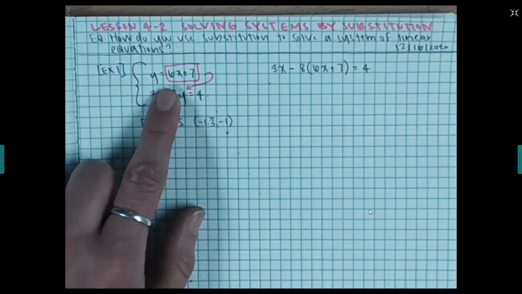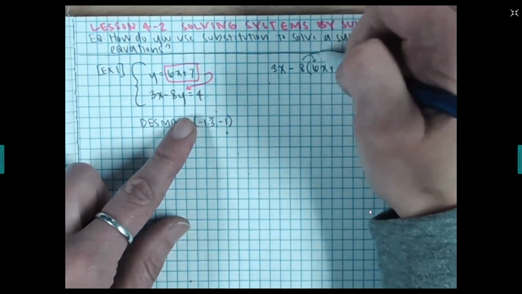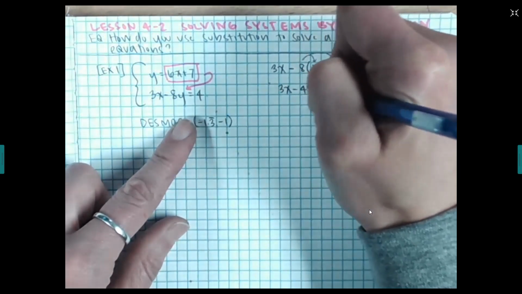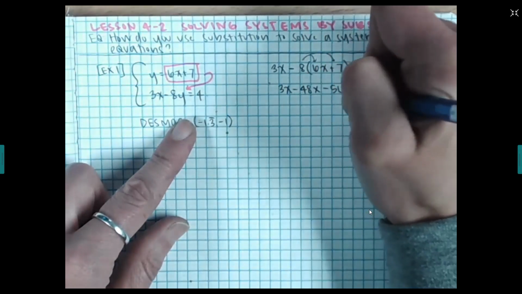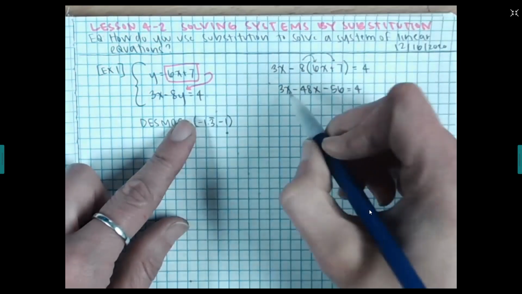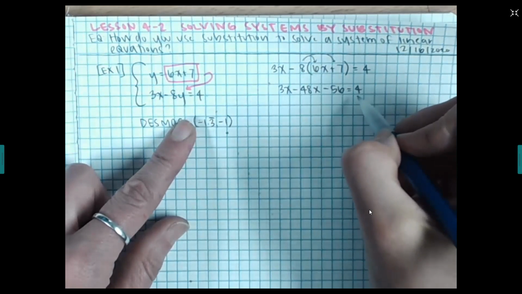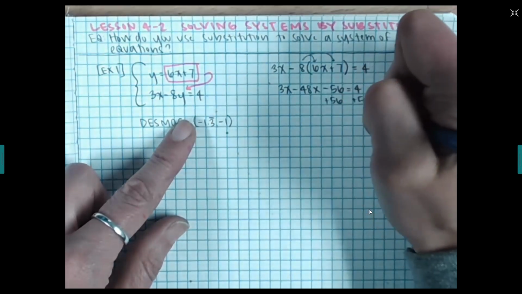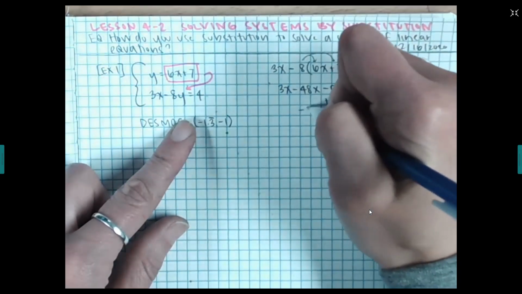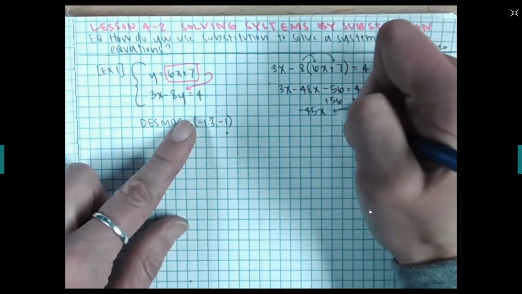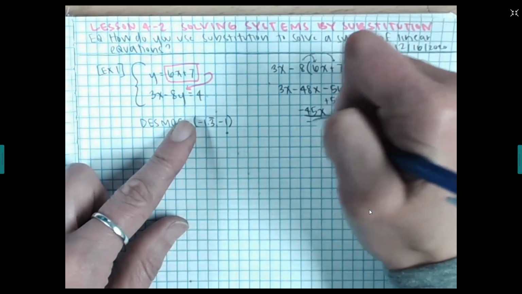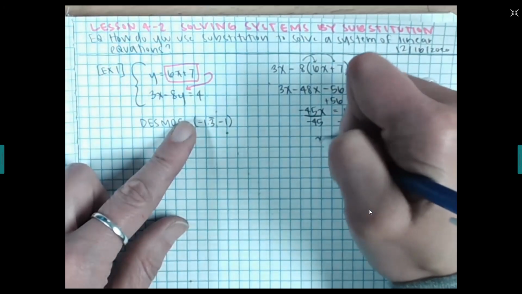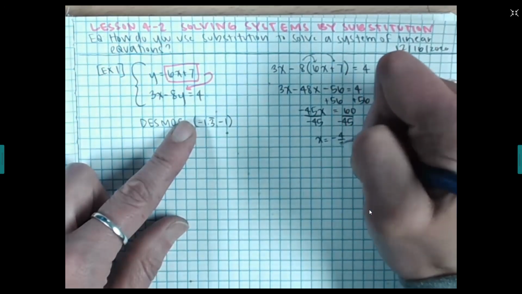And then you just solve this equation. So you distribute the negative 8. I'm going to combine like terms and add the 56 to the other side. So you get negative 45x equals 60. And then divide by negative 45 to get x equals negative 4/3.